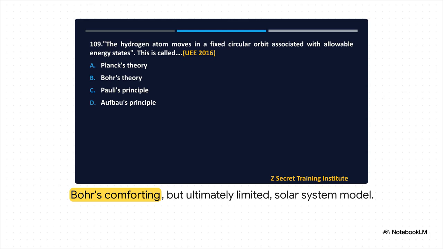Now, what's really interesting about this transition in science is exactly how it's captured in this exam question. The question describes an atom where the hydrogen atom moves in a fixed circular orbit associated with allowable energy states. This perfectly describes Bohr's theory. Niels Bohr gave us this deeply comforting model that looked just like our own solar system. It was a massive stepping stone for sure, but it wasn't the whole truth. Electrons aren't actually confined to neat, perfectly drawn rings.